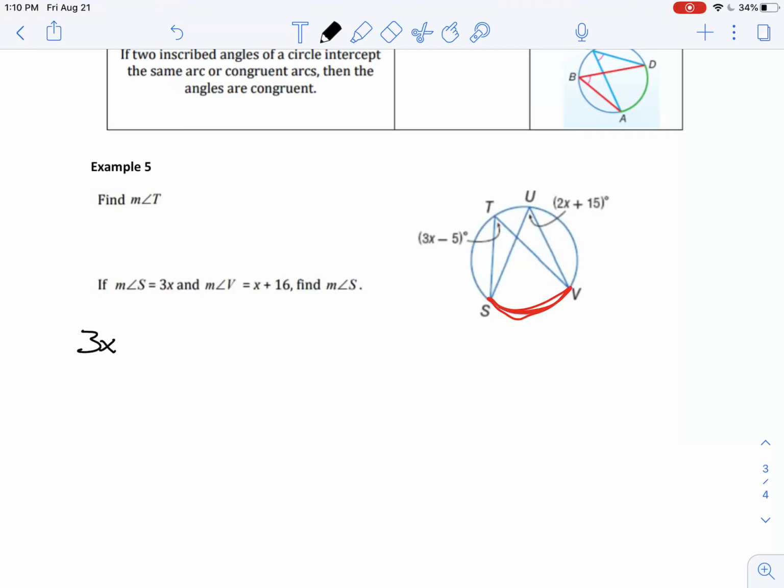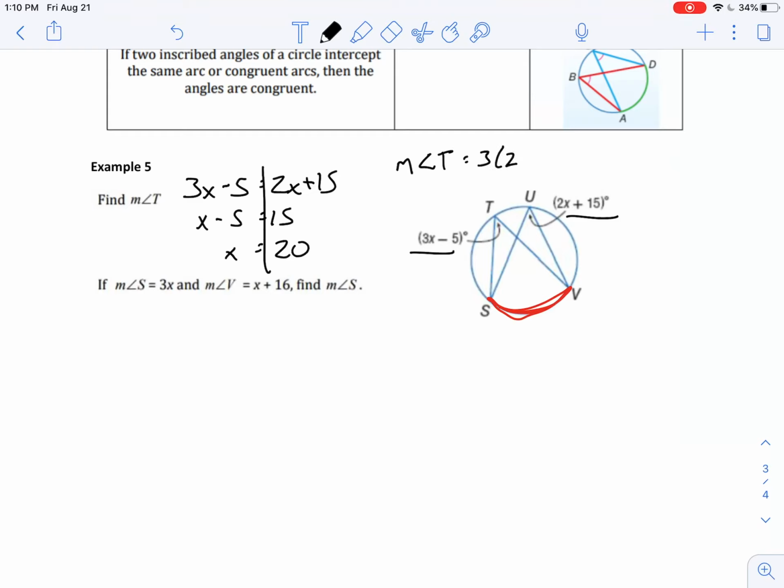So find the measure of angle T. I'm saying 3x minus 5 equals 2x plus 15. So subtracting 2x, I get x minus 5 equals 15. Adding 5, I get 20. So the measure of angle T is 3 times 20 minus 5. What is that? 60 minus 5, 55.